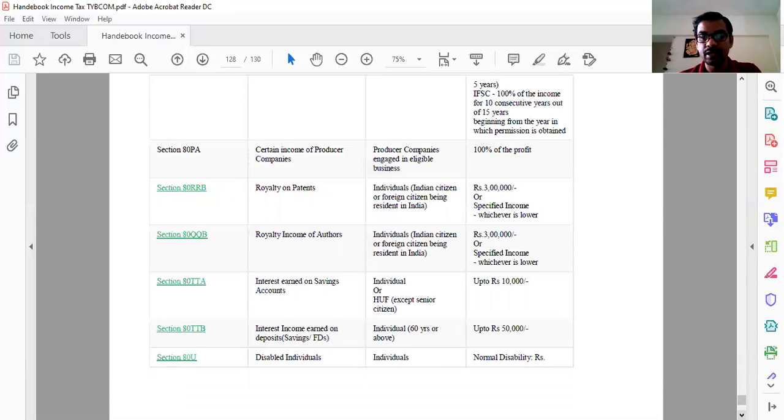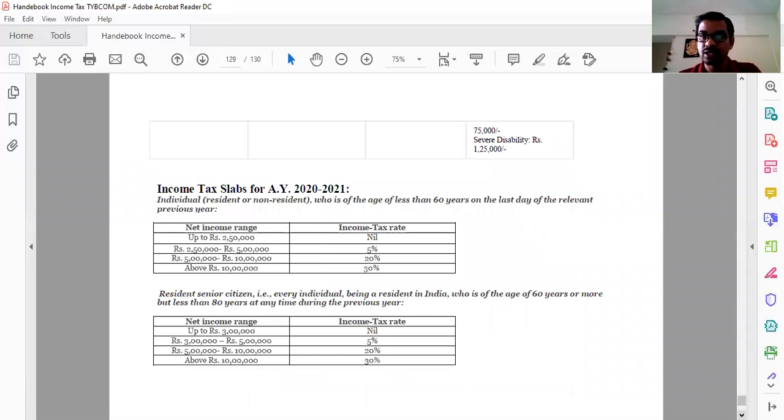Suppose the disability is less than 80%, meaning normal disability, at that time rupees 75,000 is available as a lump sum reduction, and if the disability is more than 80%, meaning it is a severe disability, then rupees 1,25,000 lump sum reduction is available. So these are the deductions under section 80C to 80U. Understood? These deductions can be claimed from the gross total income.